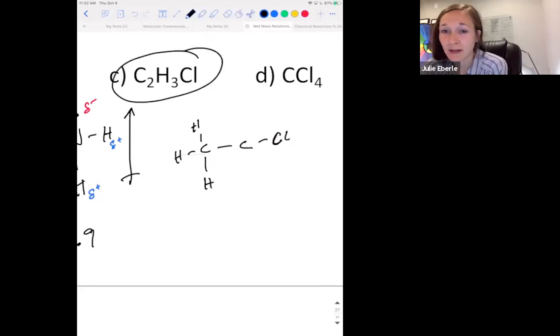I used up all my atoms. I don't have any more atoms. And I can't just put lone pairs on carbon. Carbon does not have lone pairs. Okay? I can't put a double bond like this.